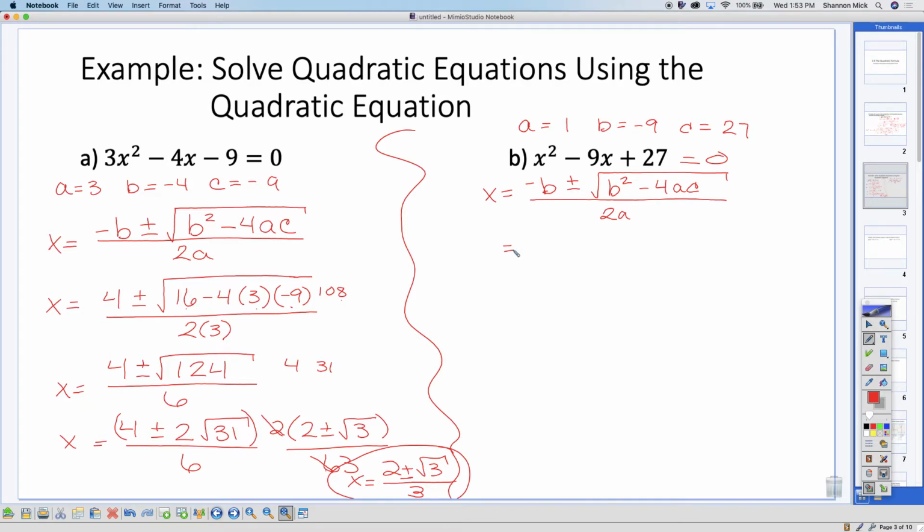So you should have 9. Why is it 9? That's negative B. Because it's a negative, negative B. And then you have 81 minus 4 times 1 times 27, all over 2 times 1. Okay, so that's going to be 8 carry 2, 108. Yes, 108. 81 minus 108. So 9 plus or minus the square root.